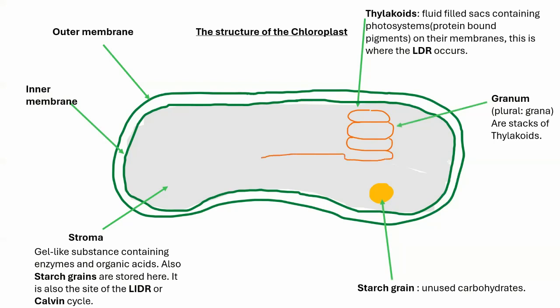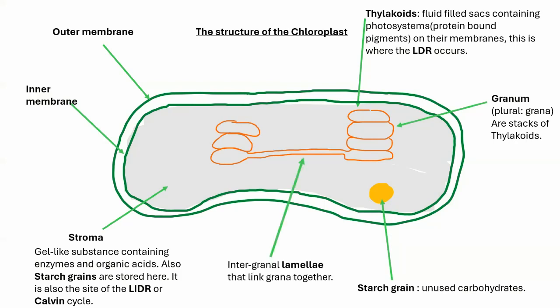And then these stacks are joined to another stack via an intergranal lamellae, or lamella, which is the structure that joins two of these stacks of granum together. So intergranal lamellae link the grana together.